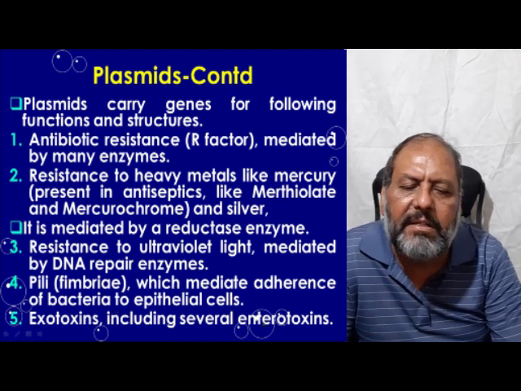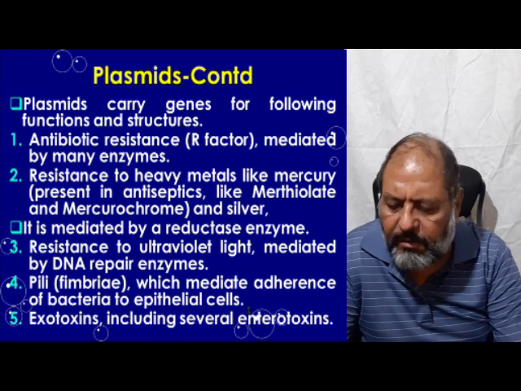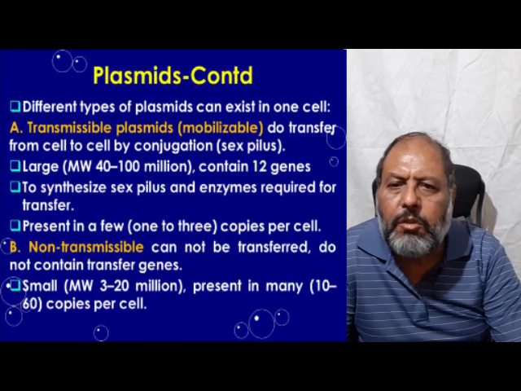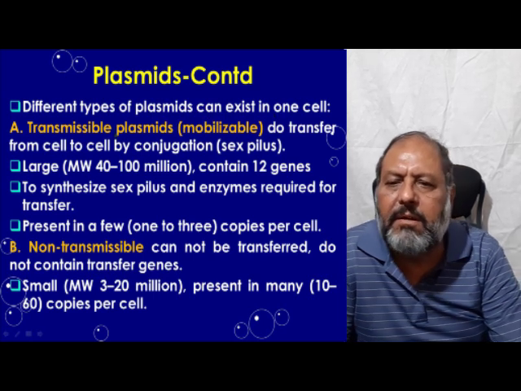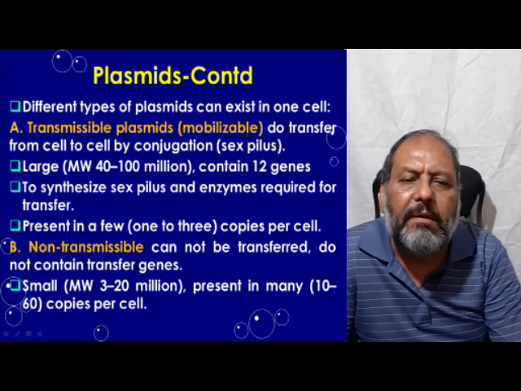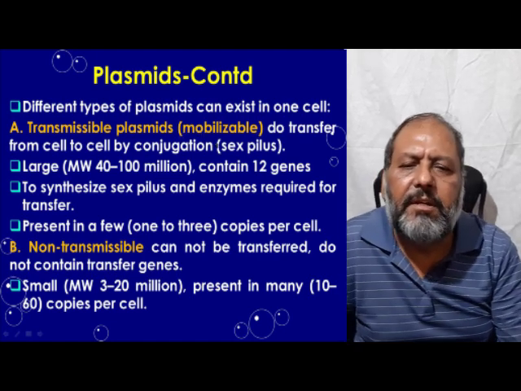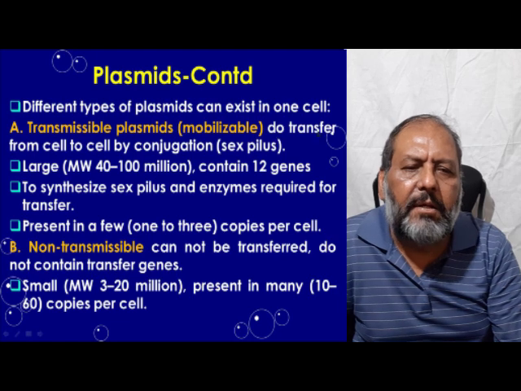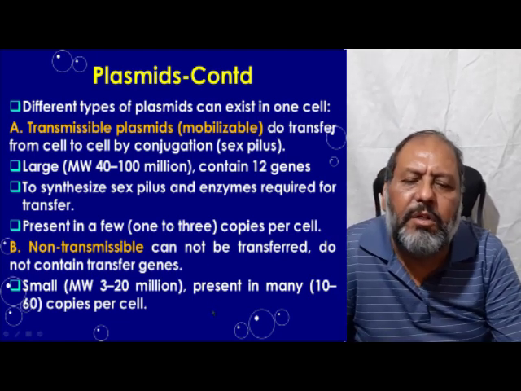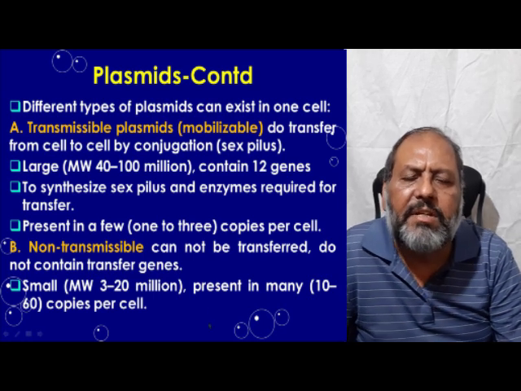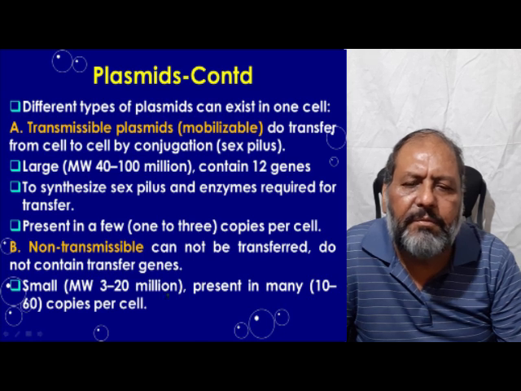Exotoxins, including several enterotoxins, are also produced under the control of plasmids. Continuing with plasmids, different types of plasmid can exist in one cell. Transmissible plasmids, or mobilizable plasmids, as the name is self-explanatory, can be transferred or mobilized. They transfer from cell to cell by conjugation, through the sex pilus, which I am going to explain when we come to bacterial cell division.